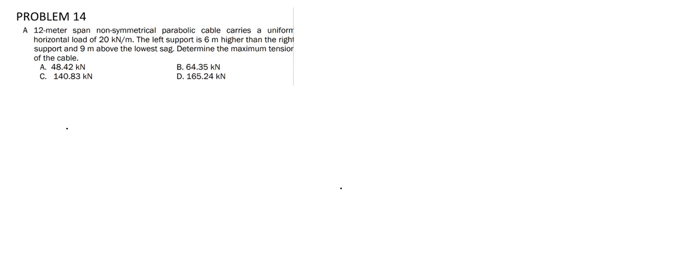For this problem, we are given a 12-meter span of non-symmetrical parabolic cable carrying uniform horizontal load of 20 kN per meter. The left support is 6 meters higher than the right support and 9 meters above the lowest half. Determine the maximum tension of the cable.